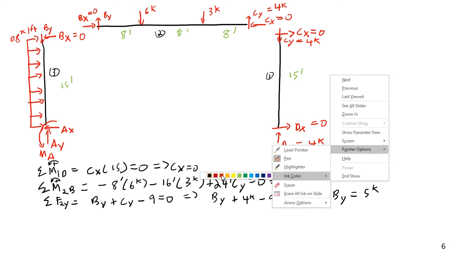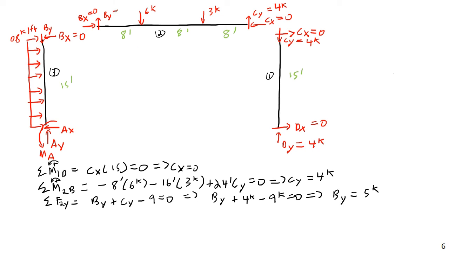Whether it's upward or downward will depend on which member you're looking at. So this is going to be equal to 5 kips here, and this BY is also going to be equal to 5 kips, but 5 kips downward. Okay, so we have that.